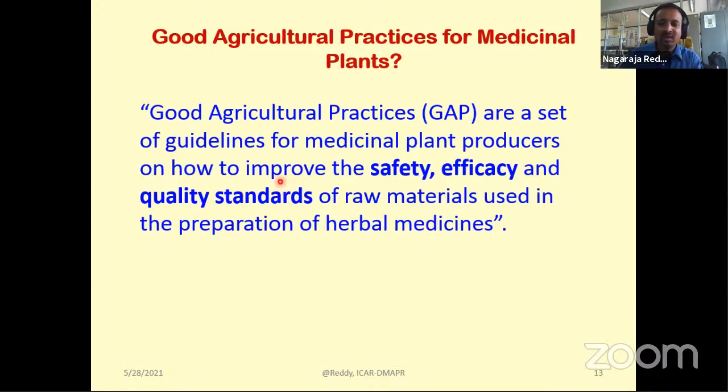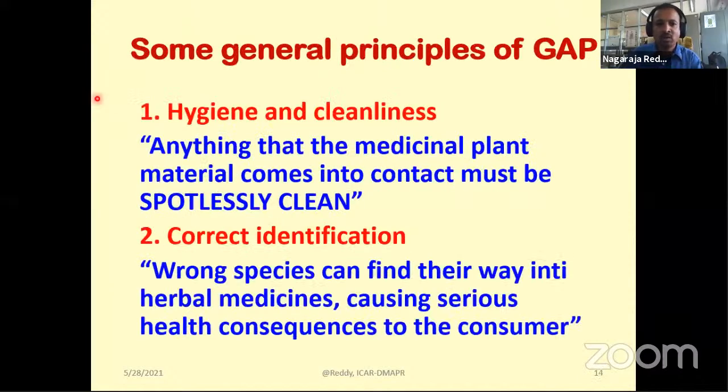So otherwise, for agricultural crops, they are the same for medicinal plants, but only the safety, efficacy and quality standards are very important for medicinal plants. Some of the general principles of good agricultural practices: the first and foremost thing is hygiene and cleanliness. Because this is the most important product, as it is consumed as a medicine, it should be hygienic enough. So anything that the medicinal plant material comes in contact with must be spotlessly clean. This is the message that we need to maintain.